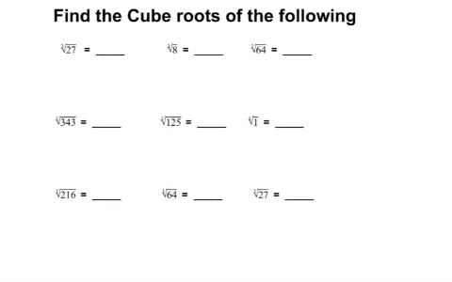So let's just quickly go through the bottom part here to find the cube roots of all the following numbers. Again, ask yourself what number times itself 3 times is 27. That is 3. What number times itself 3 times is 8? That is 2. Again, you can refer back to the other sheet if you want. What number times itself 3 times is 64? That is 4, because 4 times 4 is 16. 16 times 4 is 64.